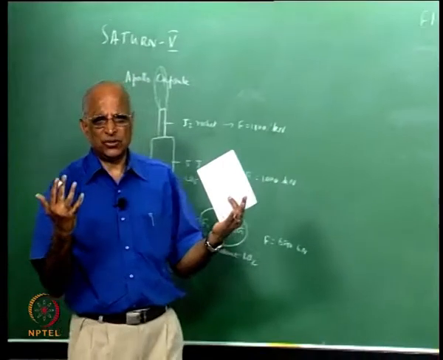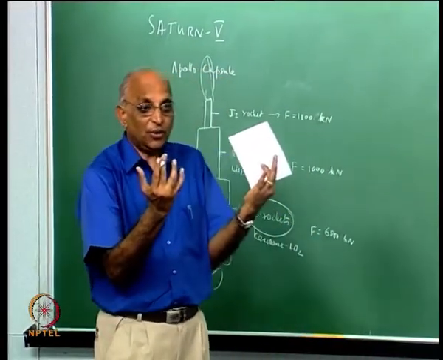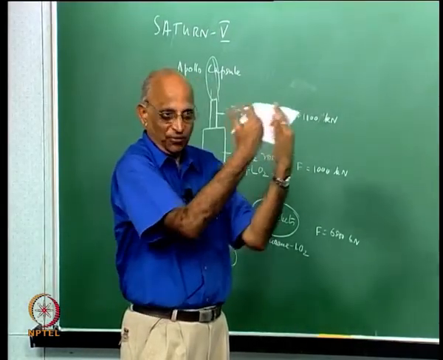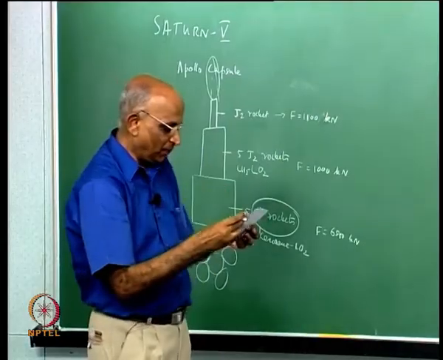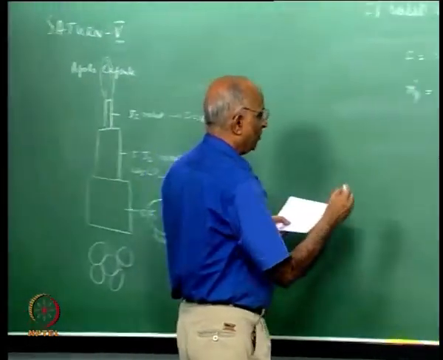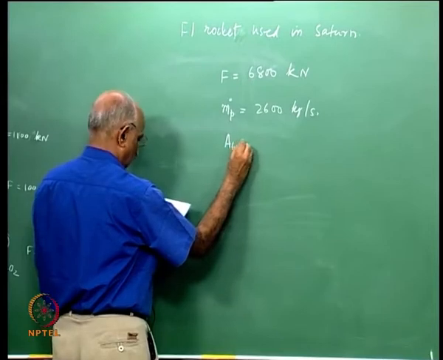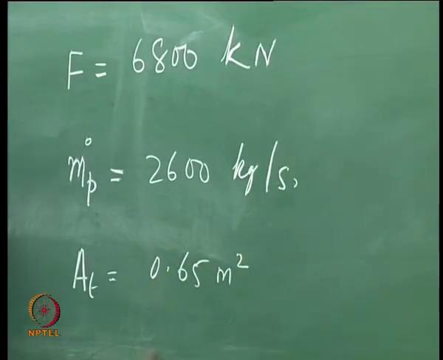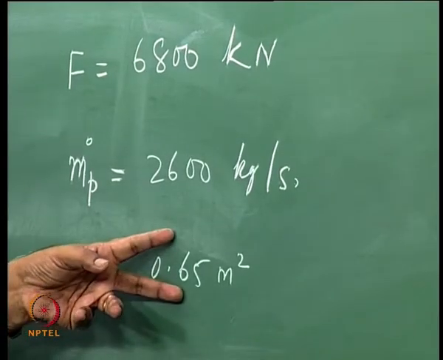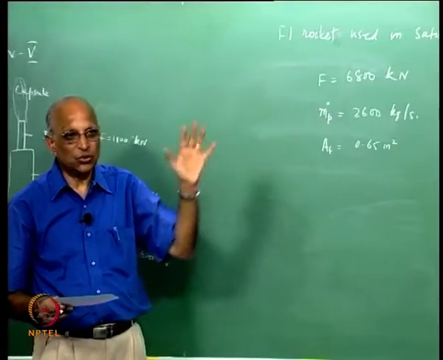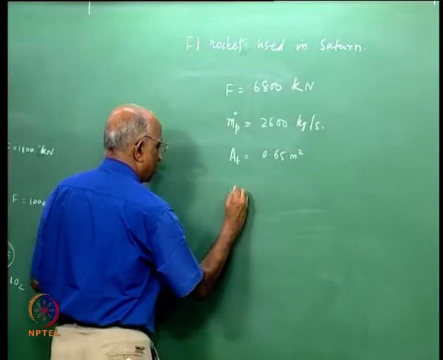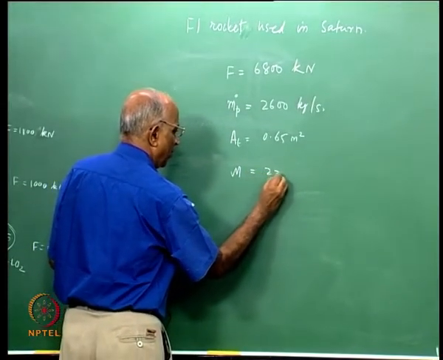These are typical numbers we should keep in mind, we are not talking of 1 kilogram per second, we are talking of almost 3 tons of propellants going through the nozzle. The area of the nozzle is equal to 0.65 meter square. That means if I put it in terms of diameters, a man can easily go through the throat of this nozzle. The molecular mass of gases which are passing through the nozzle is equal to 22 grams per mole.